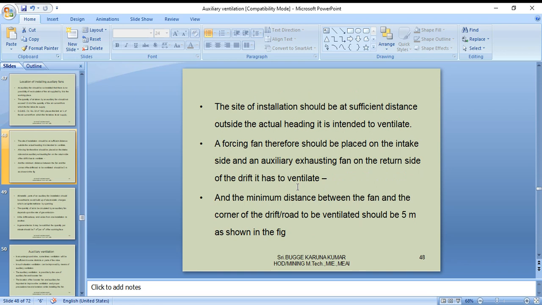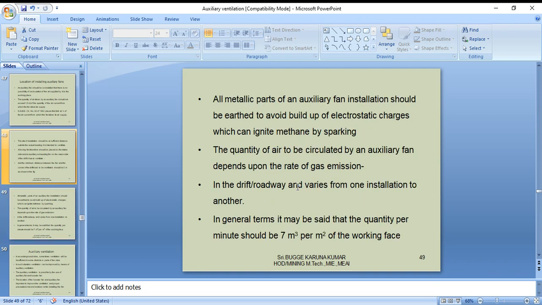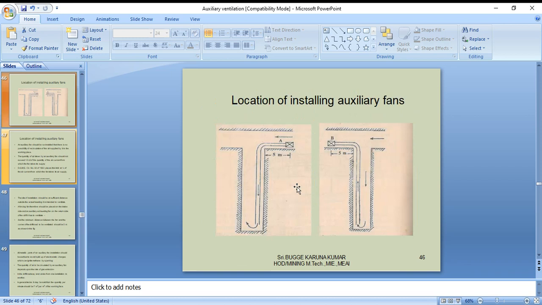The fan should be installed at a sufficient distance outside the actual heading it is intended to ventilate. The forcing fan therefore should be placed on the intake side, and the auxiliary exhausting fan on the return side of the drift it has to ventilate. The minimum distance between the fan and the corner of the drift or road to be ventilated should be 5 meters, as shown in the figure here.